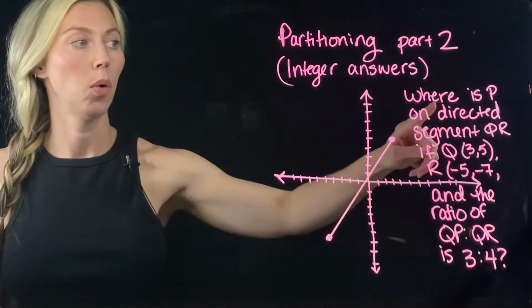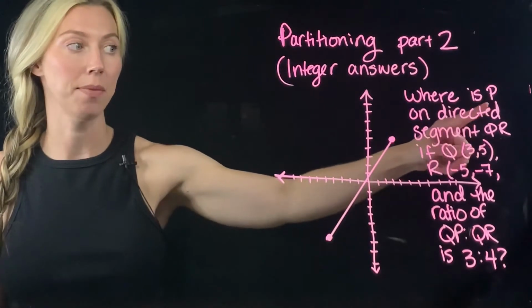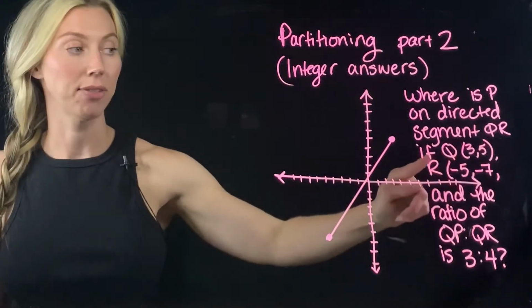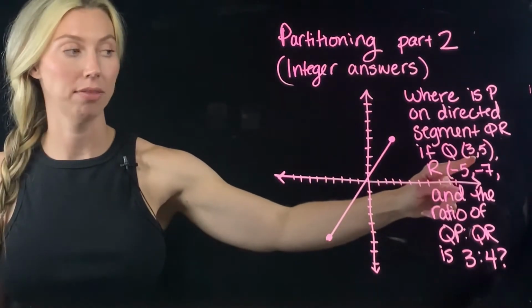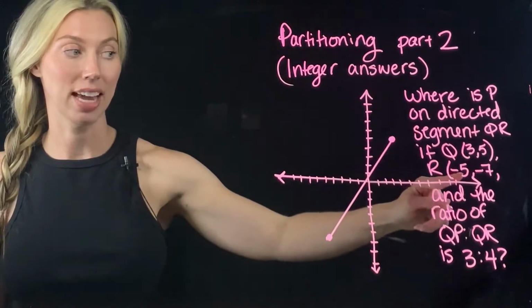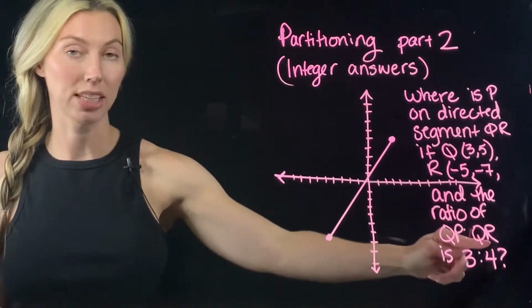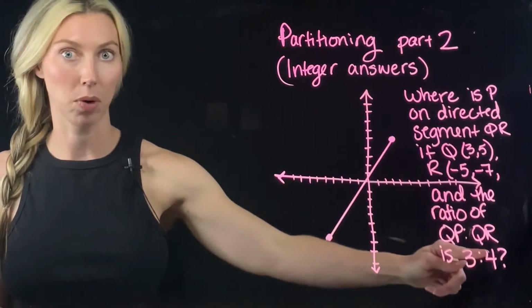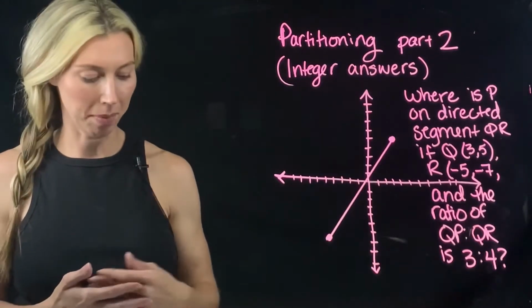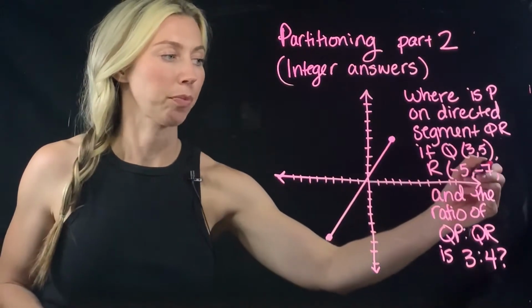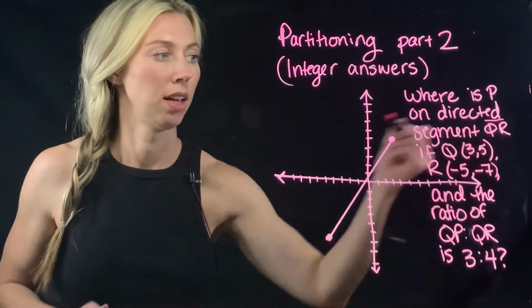So where is P on directed segment QR if Q is at (3, 5), R is at (-5, -7), and the ratio of QP to QR is 3 to 4? It's a lot of information all in that one little section. Let me fix a couple of things.